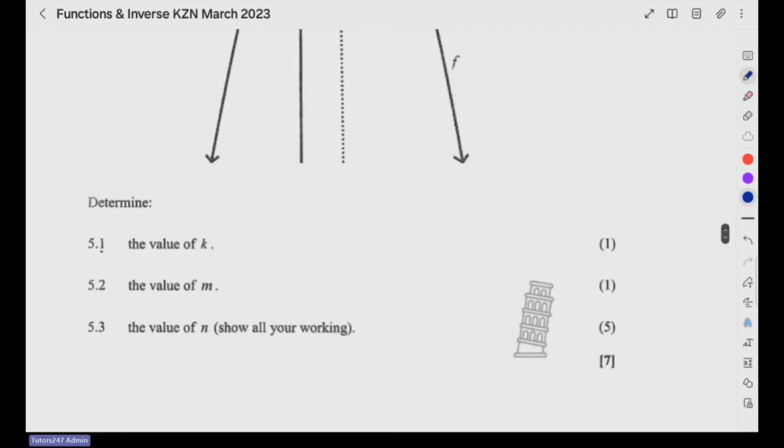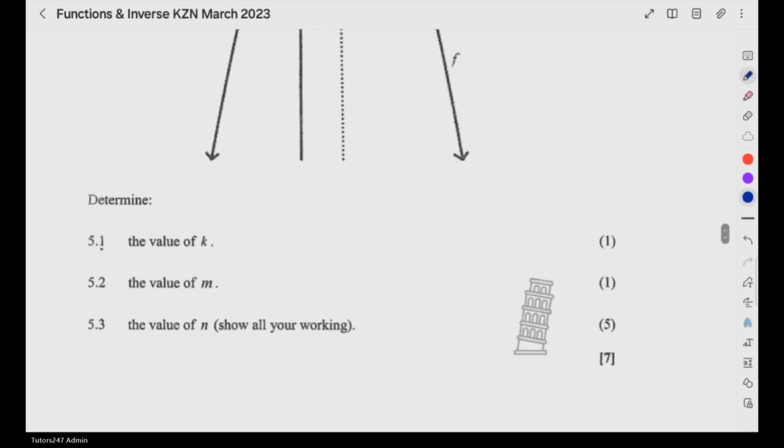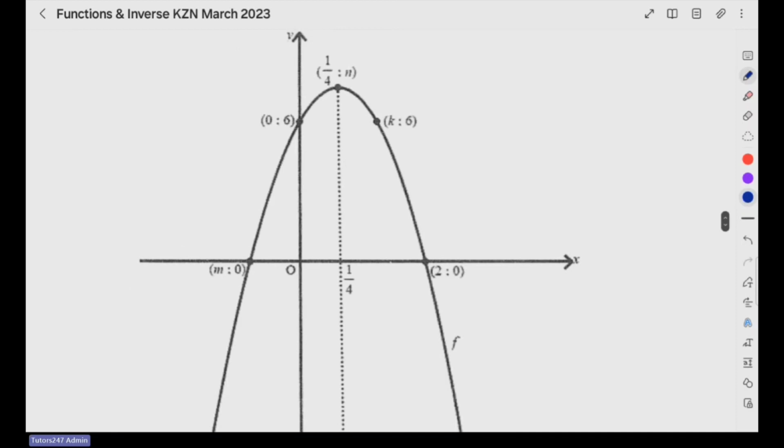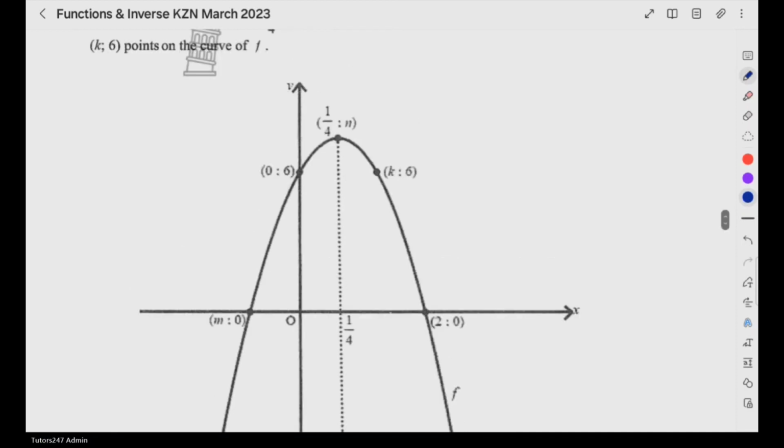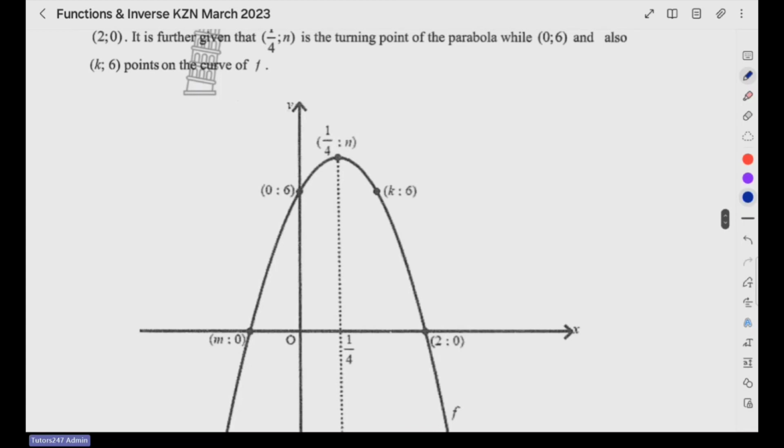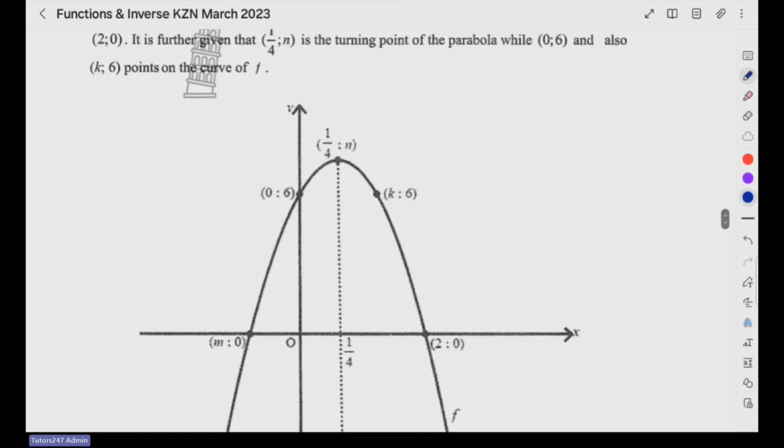So our first question, question 5.1, determine the value of k. So if we go back, let us identify what k represents. So we can see that k represents some x value when y is 6. But if you notice, both of those points have the same y value. They both have a y value of 6.